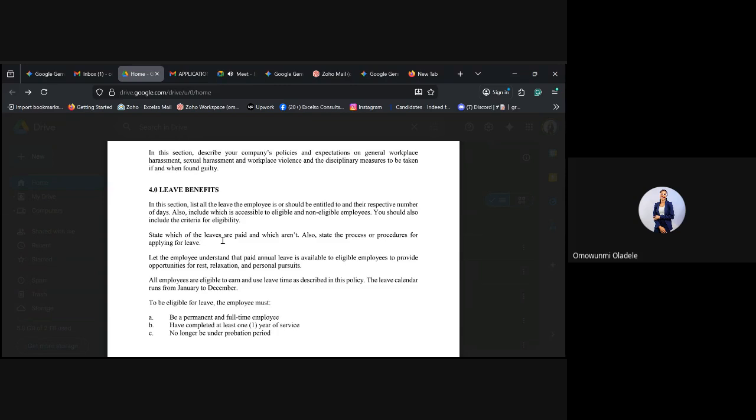For maternity leave, how many days leave is applicable to an employee? Maternity leave, according to labor law, is 3 months. Paternity leave, according to labor law, is 7 days, right? But some organizations do 5 days.